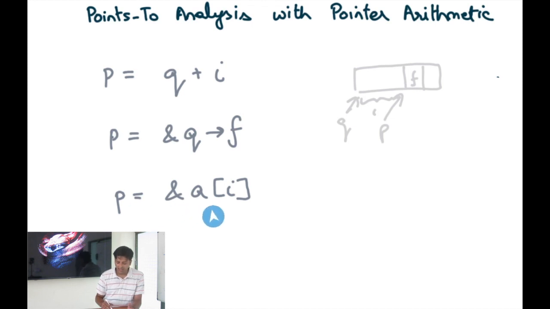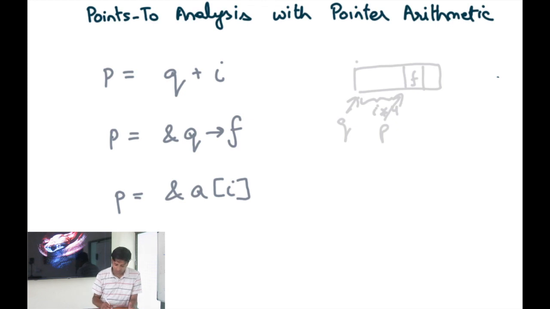And similarly, P equals ampersand A[I]. So if A is an array, then once again this whole distance could be I into whatever is the element size. So for example, I into 4 or whatever. And so P is pointing to within Q. And in all these cases, notice that P is pointing to the same object as what Q is pointing to. The only difference is that P could potentially point to the middle of that object, and we are just going to consider that as saying that P is pointing to the same abstract object as Q. So when we say that P points to an abstract object, we really mean that P points to either the beginning or the middle of that abstract object. And so all these instructions make sure that P is also pointing to the same abstract object that Q may have been pointing to before this instruction.